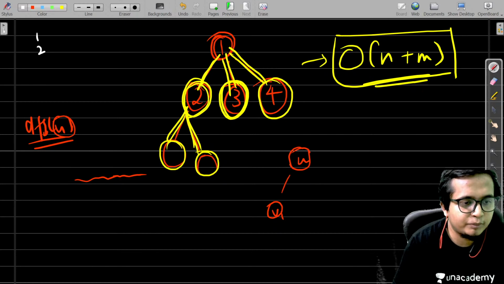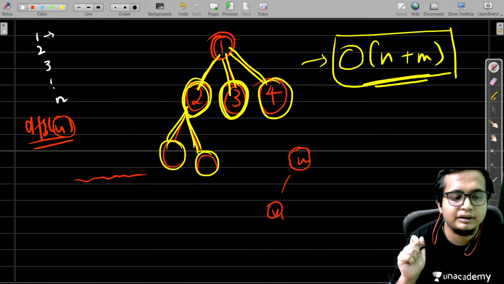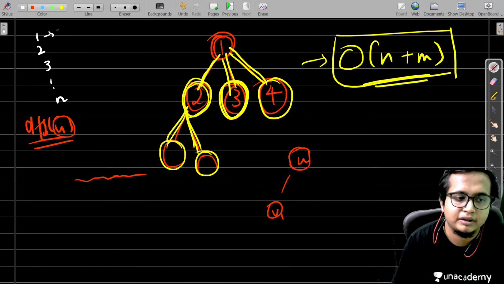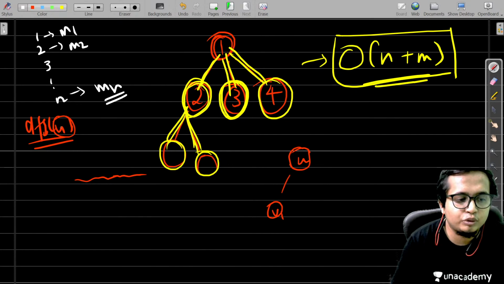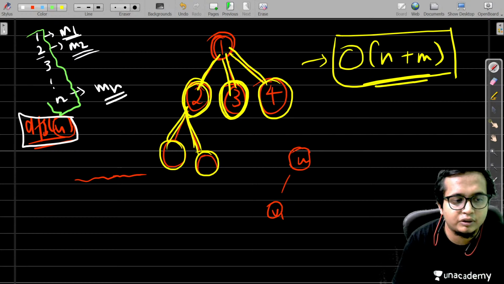We all agree that DFS would be called for 1, 2 till n. How many edges are there in the adjacency list of node 1? Let us say there are m1 edges. For node 2 there are m2, and for node n there are mn. When you are at DFS 1, you would be traversing a list of size m1. When you are at DFS 2, you would be traversing a list of size m2. So the first n factor is because you are going to all of the nodes from 1 to n.